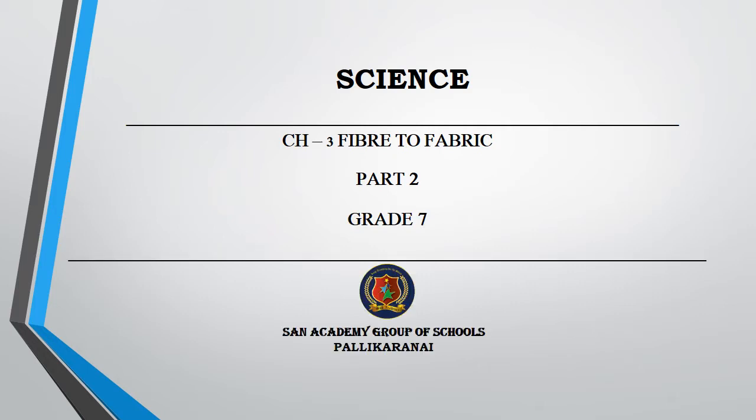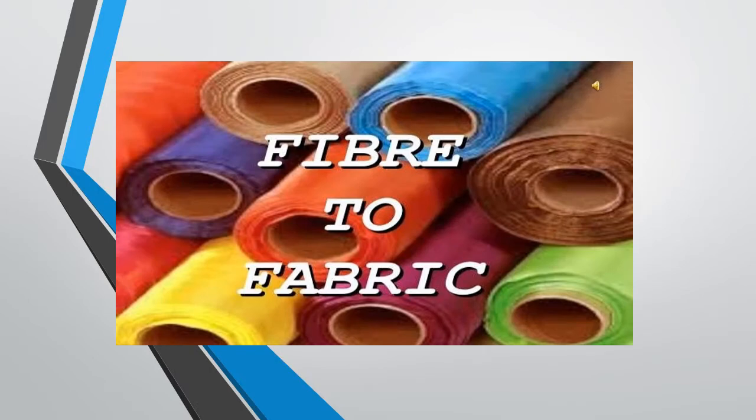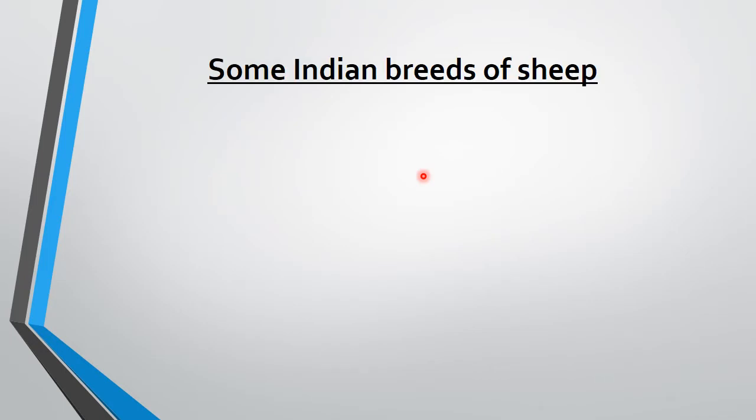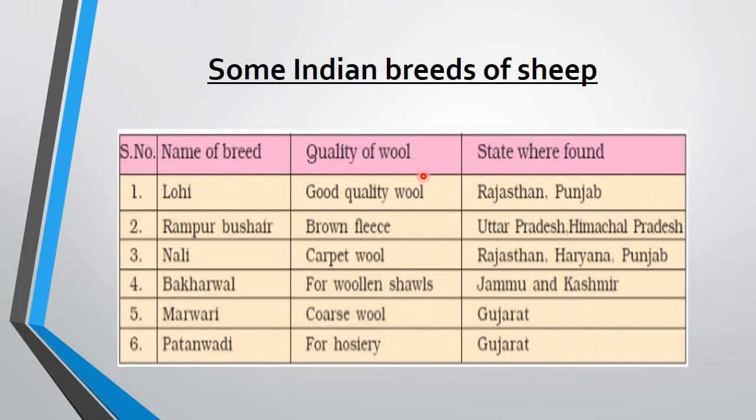So, in the previous video, we studied the introduction to wool and silk and the characteristics of wool, and also the process of turning fibers into wool. In this Part 2 video, we will study each step in detail. But before that, we will see some Indian breeds of sheep.